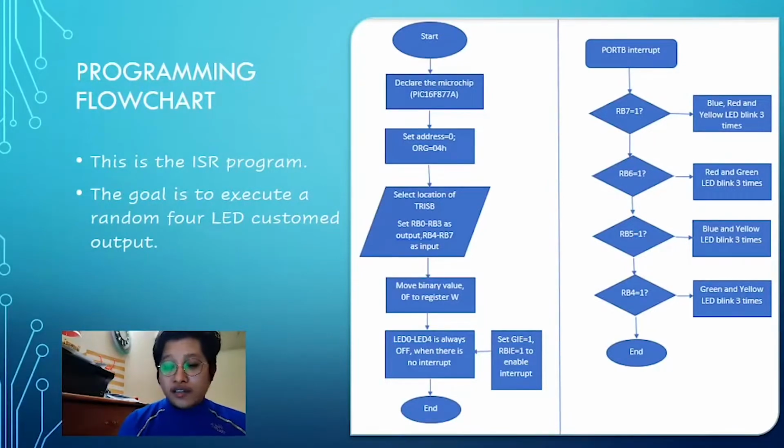So for RB6, if it becomes 1, the red and green LEDs will blink 3 times. If RB6 is not 1, if it's 0, then we'll move to RB5. If RB5 is 1, the blue and yellow LEDs will blink 3 times. If RB5 is 0, we'll move to RB4. If RB4 is 1, the green and yellow LEDs will blink 3 times. And if it's 0, it will go to the end. And that's it for the programming flowchart.